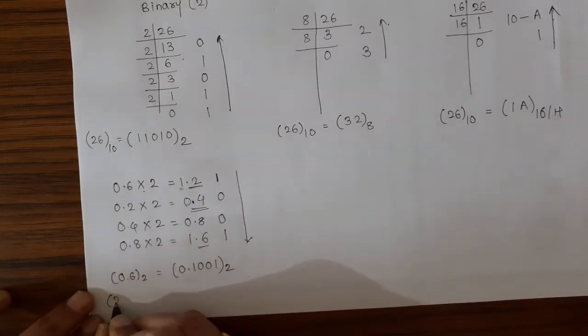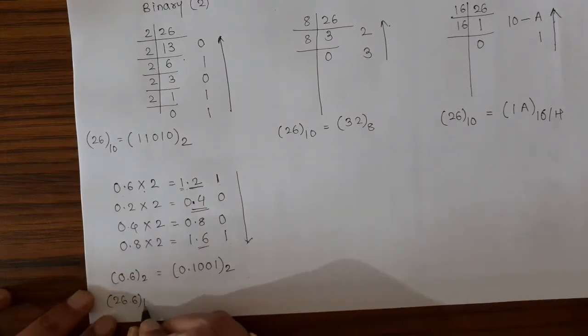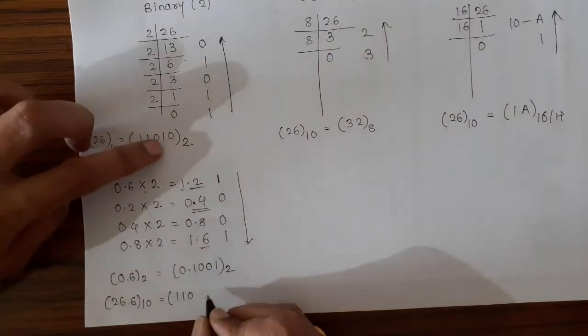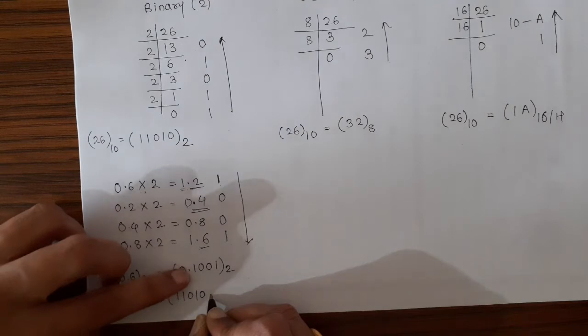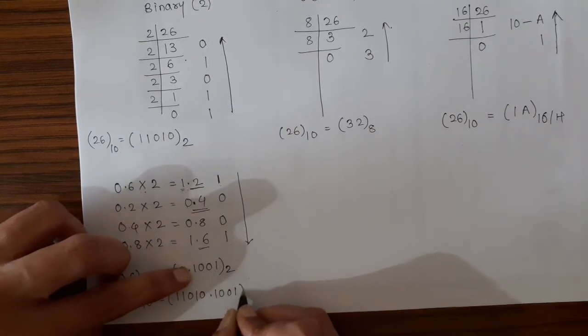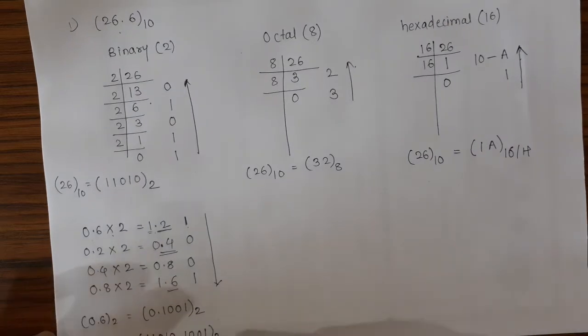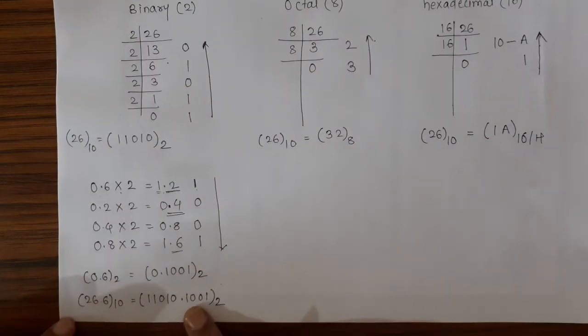So 26.6 in decimal is equivalent to 11010.1001 base 2. So this is the binary equivalent of 26.6.